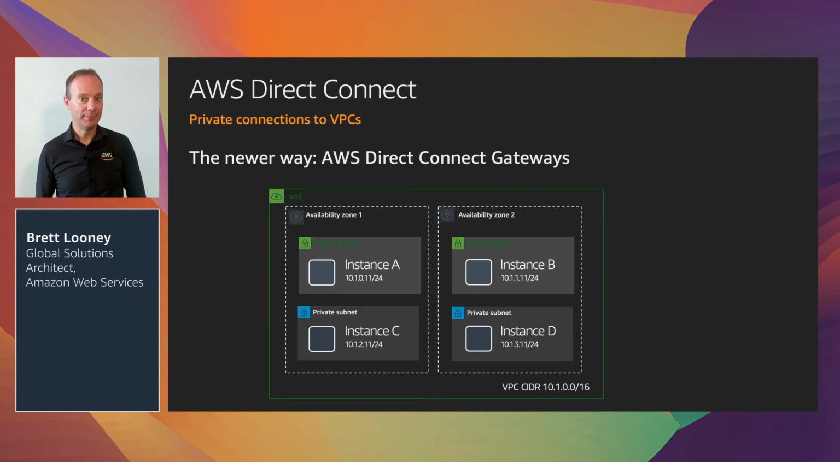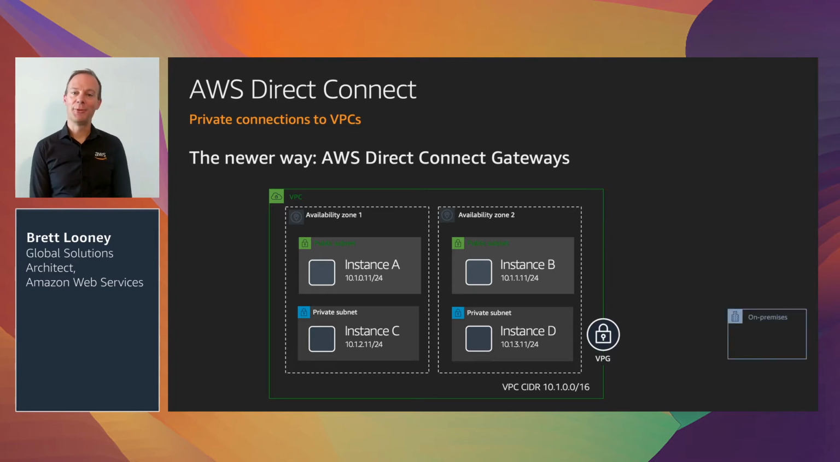Now, the new and shiny, although it's not so new anymore, is Direct Connect Gateway. Direct Connect Gateway, on the skin of it, just looks exactly like Direct Connect. You build your virtual private gateway, you have your on-premises network, you order a Direct Connect, and in the middle, you stick a Direct Connect Gateway. Okay, so how is it different? Well, I'm glad you asked.